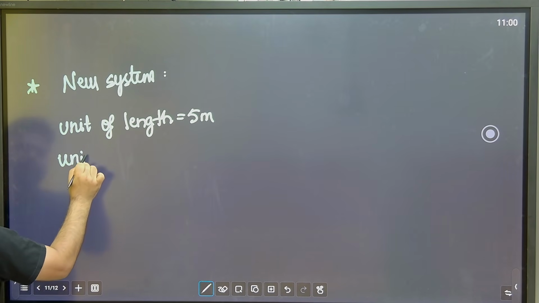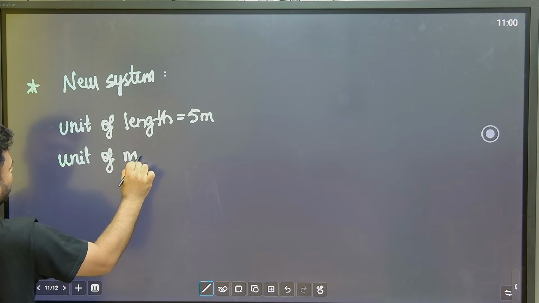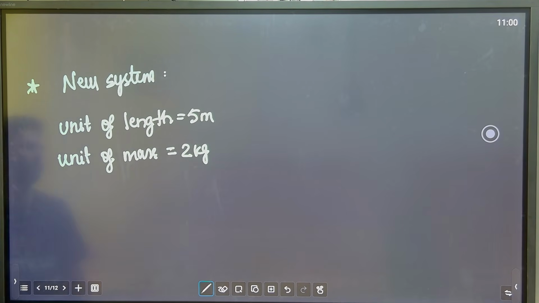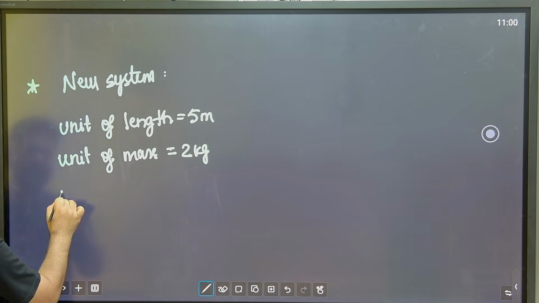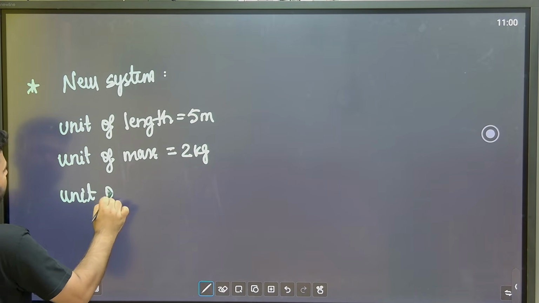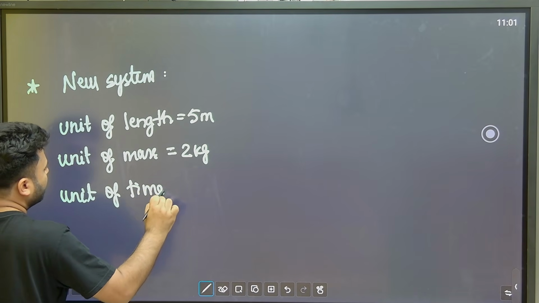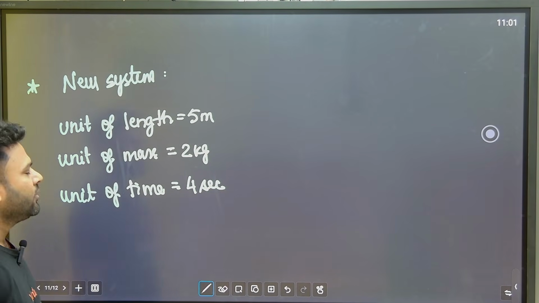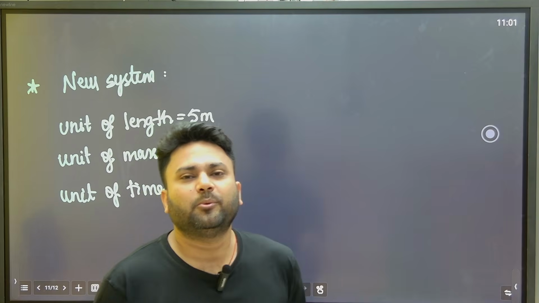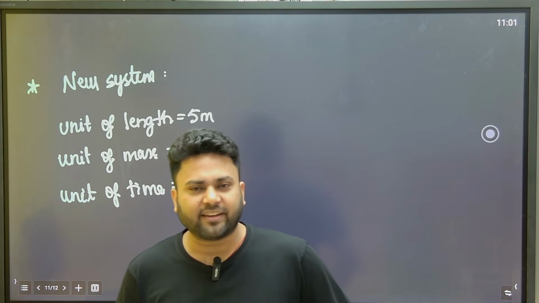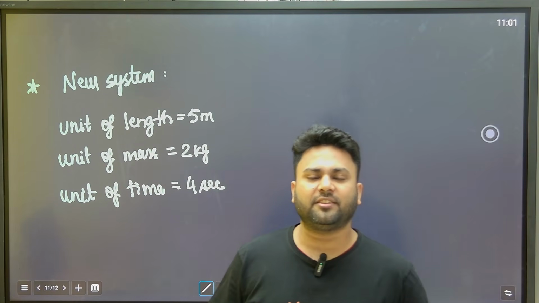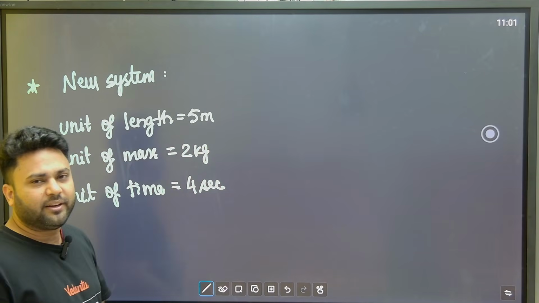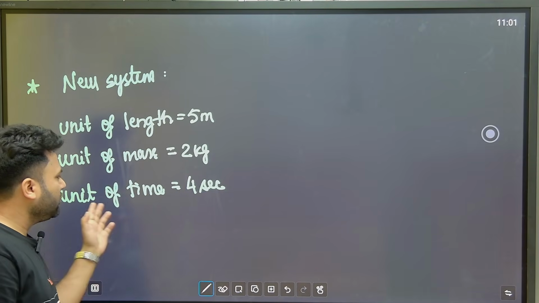Unit of mass is taken as 2 kg and unit of time is taken as 4 seconds. So normally unit of length is what? 1 meter. Unit of time 1 second. Unit of mass 1 kg. But they have brought one new system where unit of length is 5 meter, unit of mass is 2 kg, unit of time is 4 seconds.